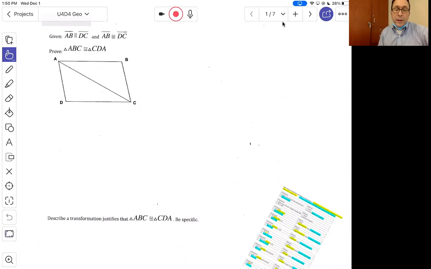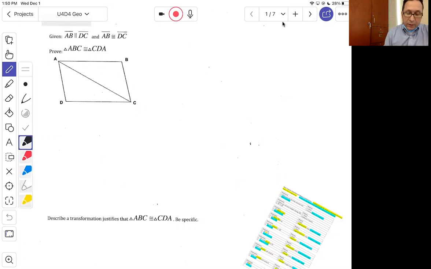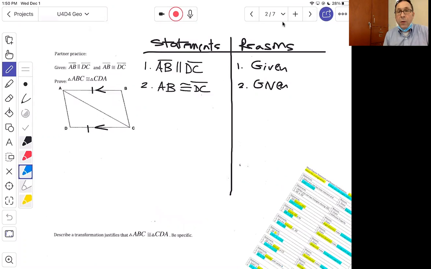Hello, so here is a walkthrough of how to do a two-column proof in geometry. For my students, this is day 4 of using a two-column proof to accomplish a goal such as proving that a triangle is congruent to another triangle. On a question like this, we're going to begin by laying out some statements and reasons from what has been given to us.